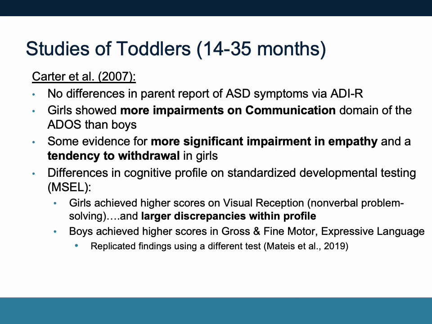They also helped focus us as a field on looking at the cognitive profile on standardized testing. And it turns out that this is a finding that's been replicated by several groups. In this particular case, using the Mullen Scales of Early Learning, young girls showed larger discrepancies within their profile than the young boys. In general, girls tended to show relative weaknesses in receptive language and fine motor relative to their visual receptive skills. So it's important to think not only about their overall cognitive performance, but where their discrepancies lay.